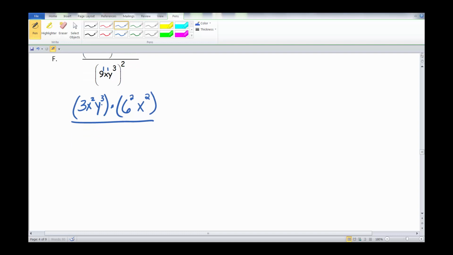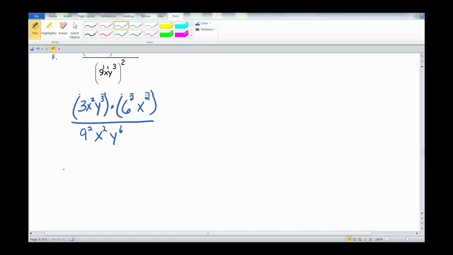Now on the bottom, we have the base 9, power to a power, multiplying those exponents, 1 times 2, gives us 2. Our base of x, again, power to a power, 1 times 2 gives us 2. For our y, we have that base of y, power of 3 raised to the power of the second, we end up with 3 times 2, giving us y to the 6.